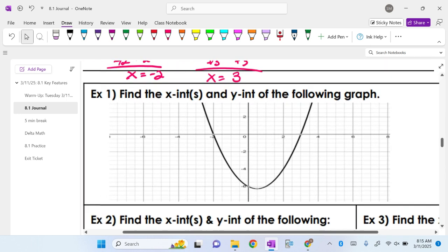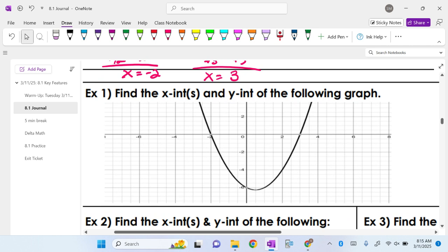So they gave us this graph, example 1. They want us to find the x and y intercepts. So let's start with the y-intercept. Take a moment on your own, find the y-intercept. Just look at the graph, find the y-intercept.